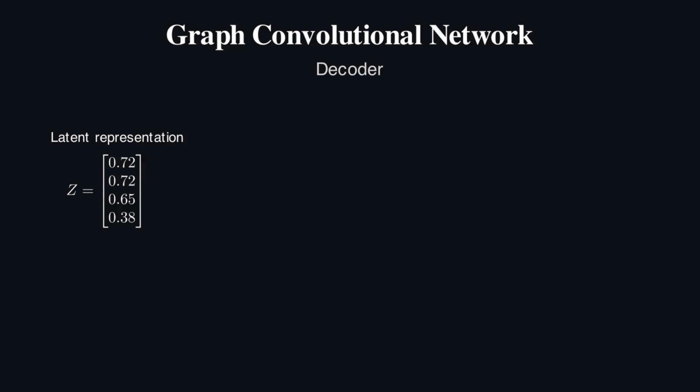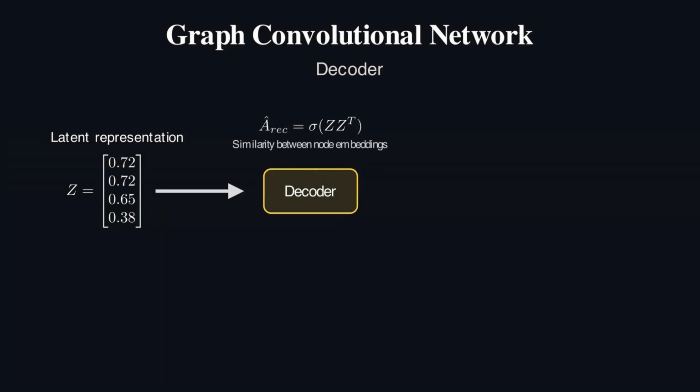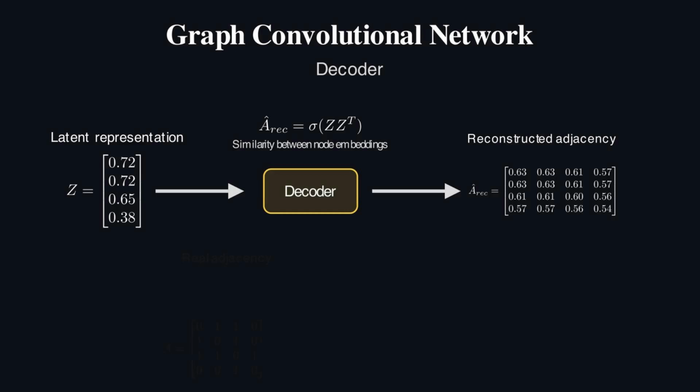Now, let's take a closer look at the decoder. The goal of the decoder is to reconstruct the graph structure from the latent representation Z. To do this, we compute the similarity between all pairs of node embeddings. Concretely, we multiply Z with its transpose. This produces a matrix where each entry reflects how similar two nodes are in the embedding space. We then apply a sigmoid function to map these values into the range between 0 and 1. The result is the reconstructed adjacency matrix. Each value now represents the probability that two nodes are connected.